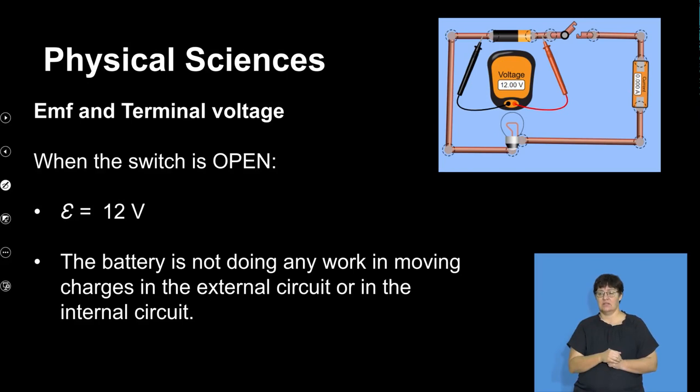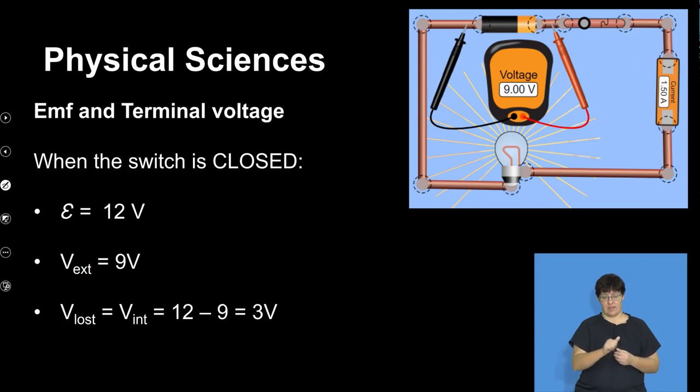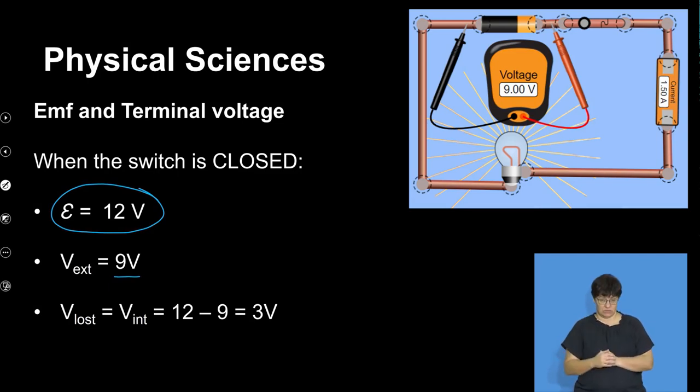So we are saying the battery is not doing any work in moving charges in the external circuit or in the internal circuit, so there is 0 current. This statement suggests that current in an open circuit is equal to 0 amperes. And then in a closed circuit, what happened? Our EMF, which is our maximum, was 12 volts. But when we close the switch, as shown in the circuit alongside, we obtained a V external of 9 volts. If we close the switch and measure the voltage across the battery, this gives us the external voltage, which is equal to 9 volts. Now, the lost voltage is actually 12 minus 9.